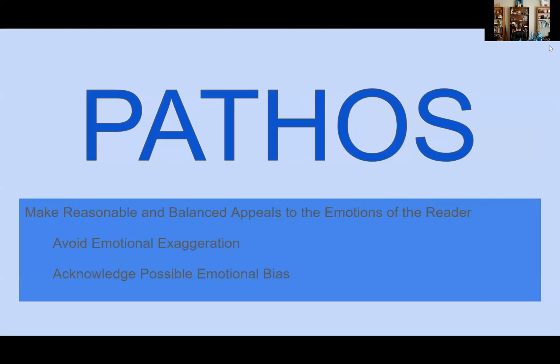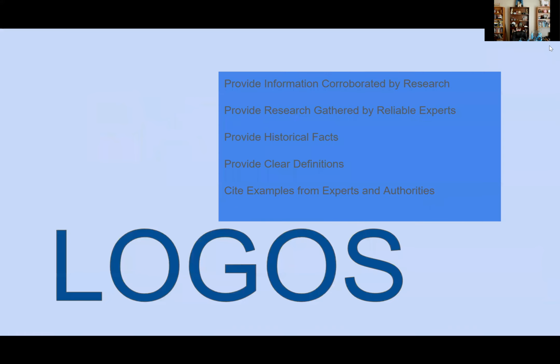Pathos is usually seen as an appeal to people's emotions, right? We usually ask writers to avoid emotional exaggeration and to acknowledge possible emotional biases. While opinions and bias are hard to avoid 100% in writing, we need to make sure that we don't exaggerate those personal opinions or those biases. We have to understand that our reader has specific emotional responses, feelings, and experiences about what you might be writing about, and we have to make sure that we respect that.